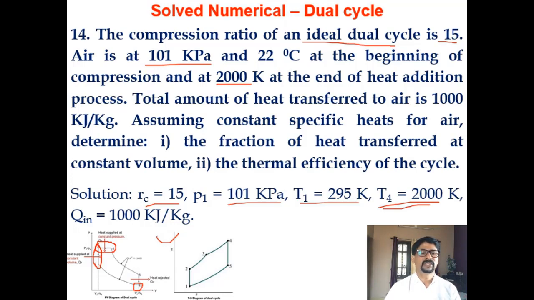The amount of heat transferred to air is 1000 kilojoules. You know that here the heat is transferred at constant volume as well as at constant pressure. So the total heat transferred during process 2 to 3 plus during process 3 to 4 is taken as Q in, 1000 kilojoules per kg. Assuming constant specific heats for air, determine the fraction of heat transferred at constant volume and also the thermal efficiency of the cycle.